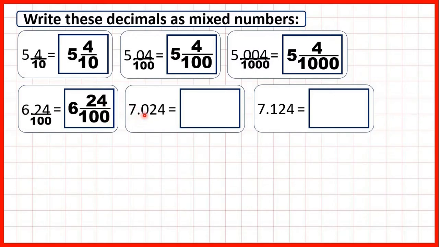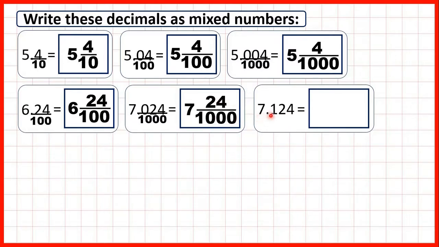Now 7.024. There are 3 digits after the decimal point, so we can draw a line across and write a denominator of 1,000, so 3 zeros. That means 7.024 is 7 and 24 thousandths. We're ignoring the zeros at the start when we write our numerator, because we don't have zeros at the start of whole numbers. And though our numerator isn't really a whole number, we don't need to write 7 and 024 over 1,000. We can just write 7 and 24 over 1,000.